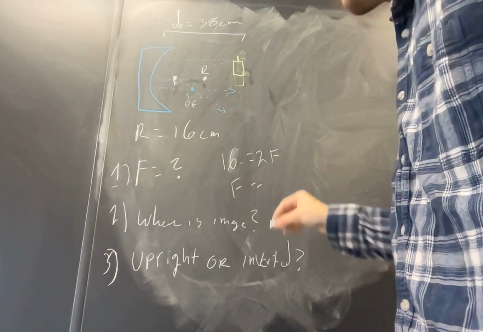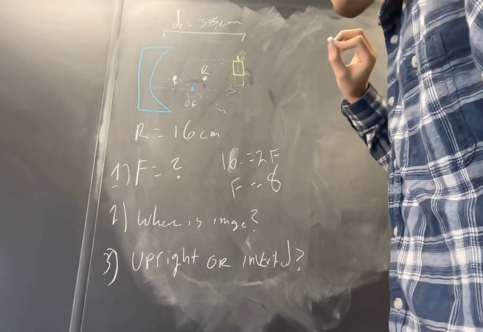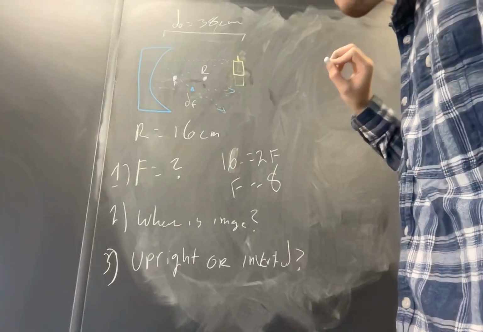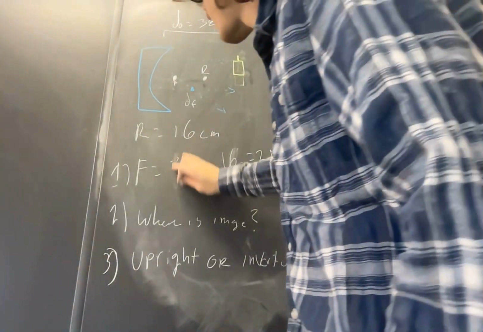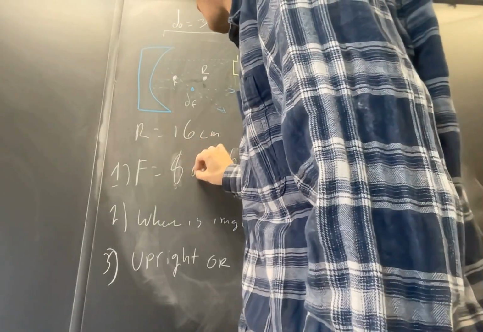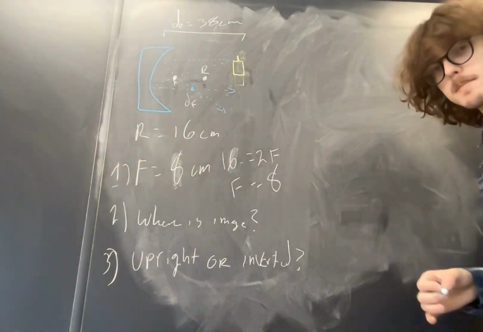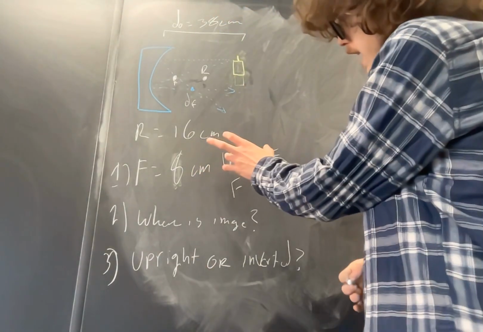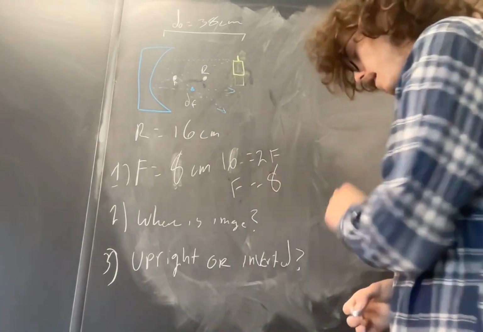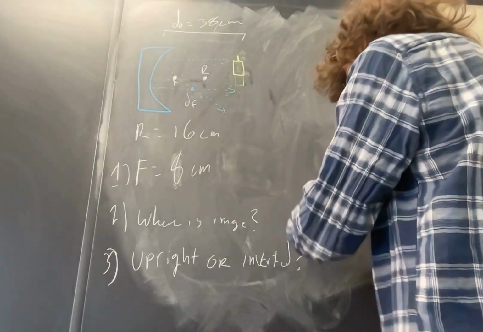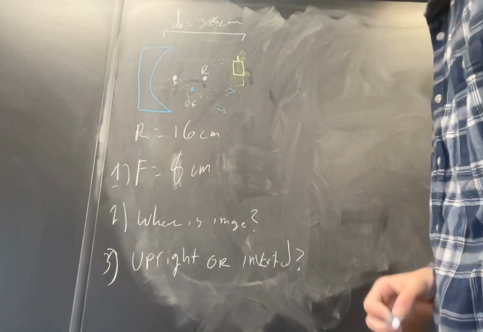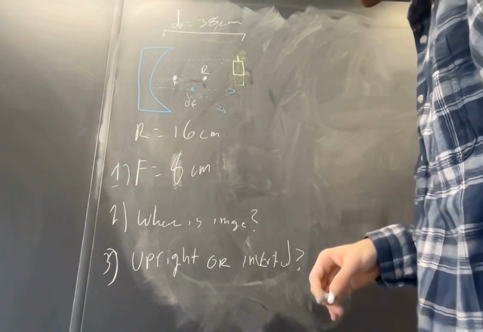So the focus point is 8 centimeters. Sorry, I'm not good at mental math, but hopefully you know that R equals 2F, such that F is 8, to make that equality true. Okay, and now we need to know where is the image.